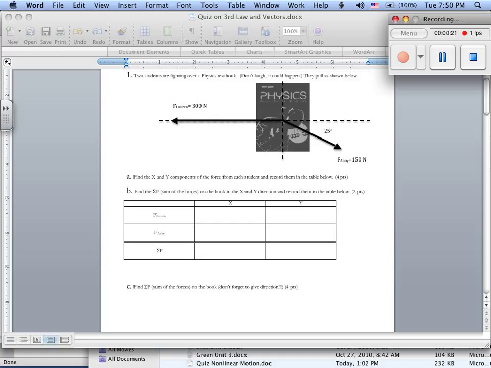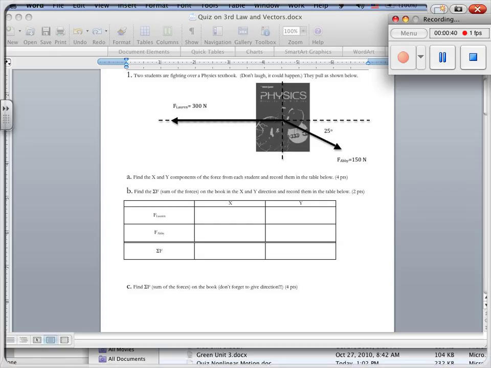We have Lauren pulling to the left at 300 newtons and Abby pulling at 150 newtons, but at an angle 25 degrees south of east. The first question is to find the x and y components of each force from the students. So Lauren is easy in that she's only pulling in the x direction. It's just the simple straight pull to the left, or to the west. So the force of Lauren should be negative 300 newtons in the x direction and 0 in the y.